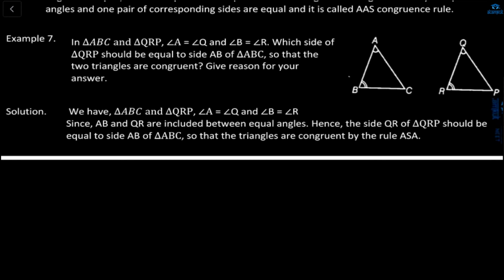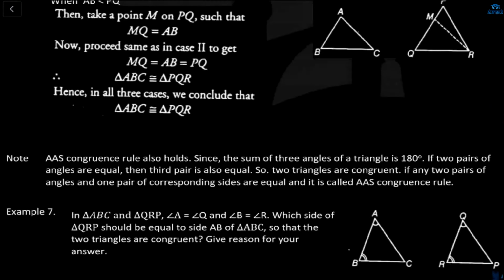Now tell me what will be the answer. You just have to tell the answer. In triangle ABC and triangle QRP, two triangles here. Understand the question. Angle A is equal to angle Q, and angle B is equal to angle R. This angle is equal to this angle, and this angle is equal to this angle. And what else is given?